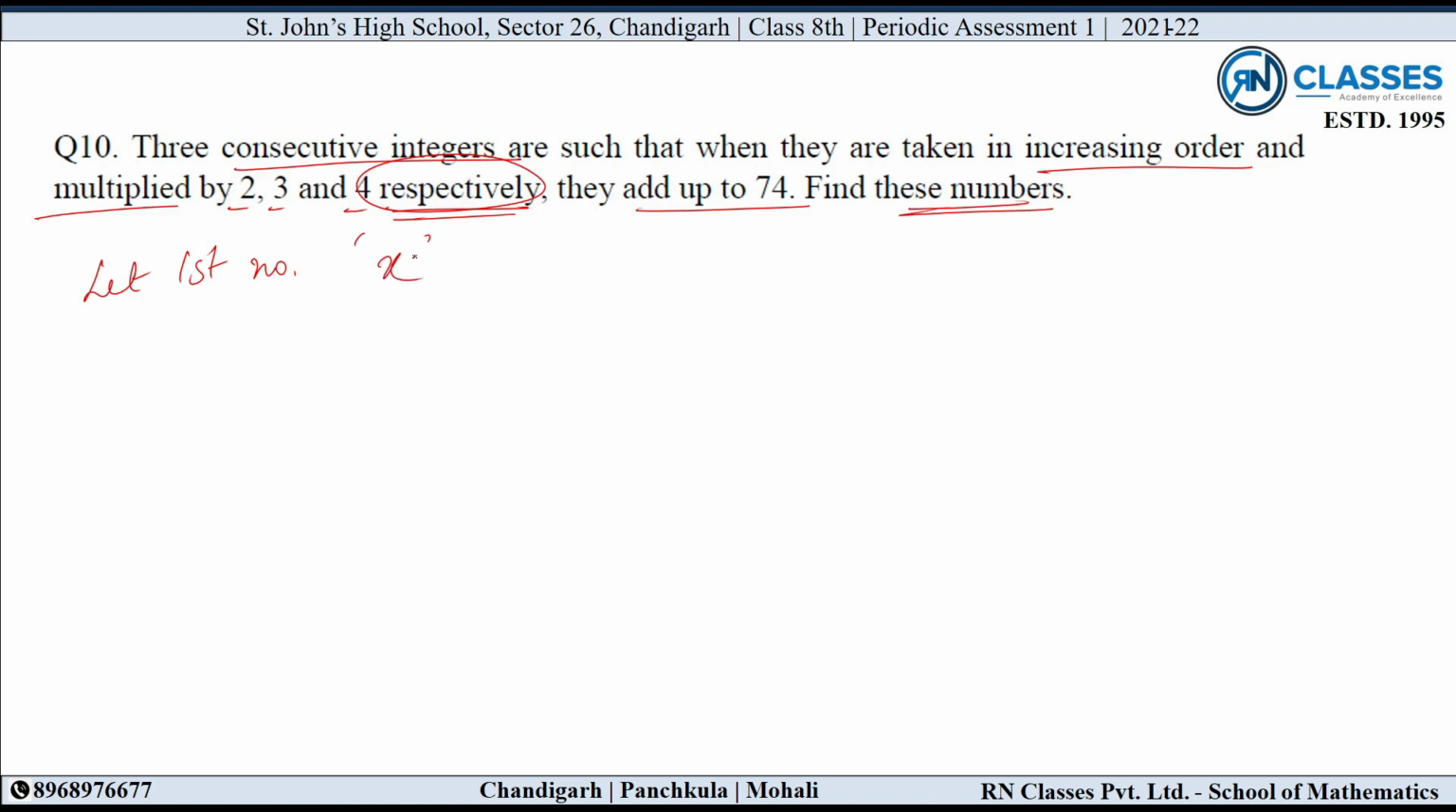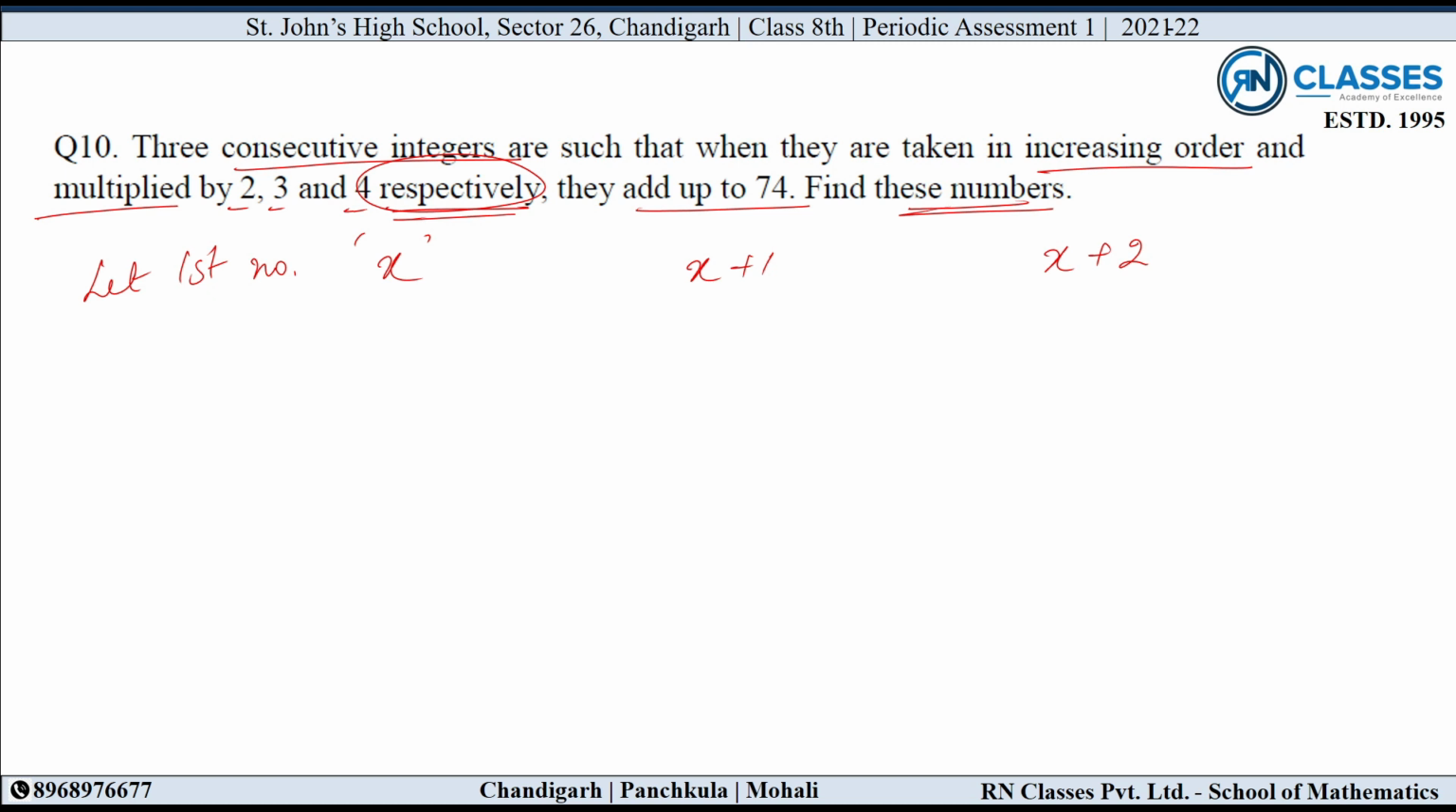If the first number is x, we have to write 3 consecutive integers. What would be the second number? x plus 1. What would be the third number? x plus 2. You have to write this. Let the first number be x, so the second number would be x plus 1, and the third number would be x plus 2. You have to write it in your paper, but I'm explaining it in this way.